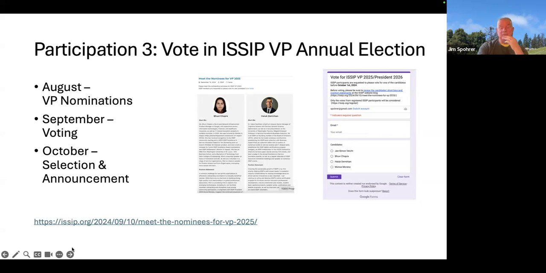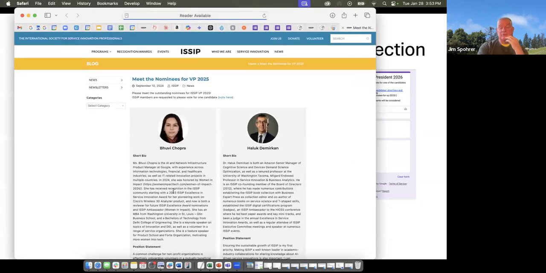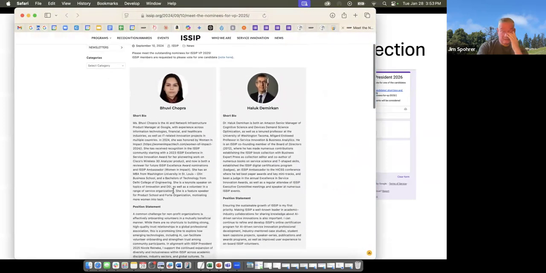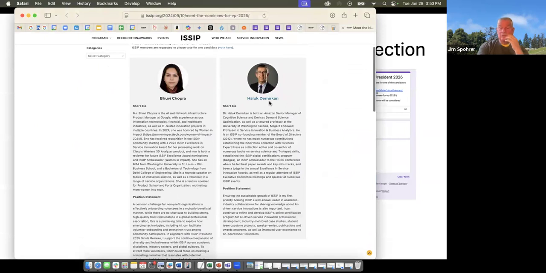The year after that, they serve as president of ISSIP, and the year after that, they serve as the chair of the election committee. And you can click on this link, and here's an example on the website of the 2020 5 candidates. Haluk Demirkan, who's also on the board, he won the election, was selected to be the VP in 2025.